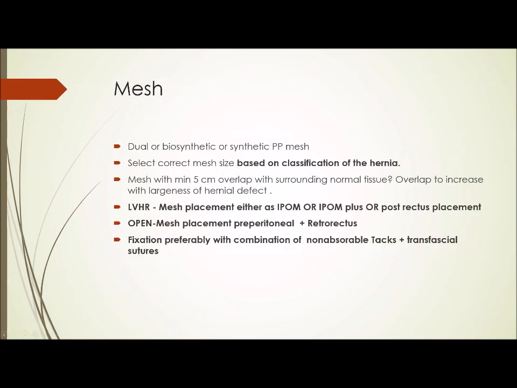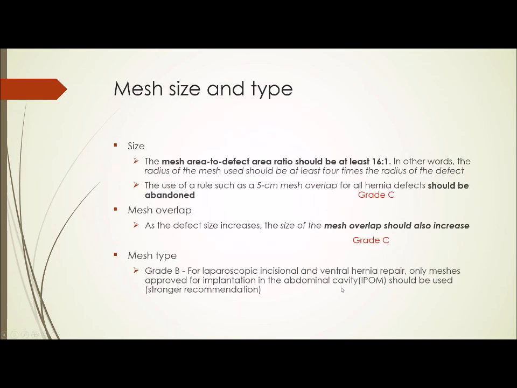What mesh do you like to use? A dual, biosynthetic, or synthetic mesh. We'll talk about both of the meshes advised, based on the classification, right? We all talked about that. A 5 centimeter overlap is the minimum that's advised. And then the placement of mesh is important. We'll talk about what the placement of mesh should be. And fixation is also very important. Let's see what this is all about.